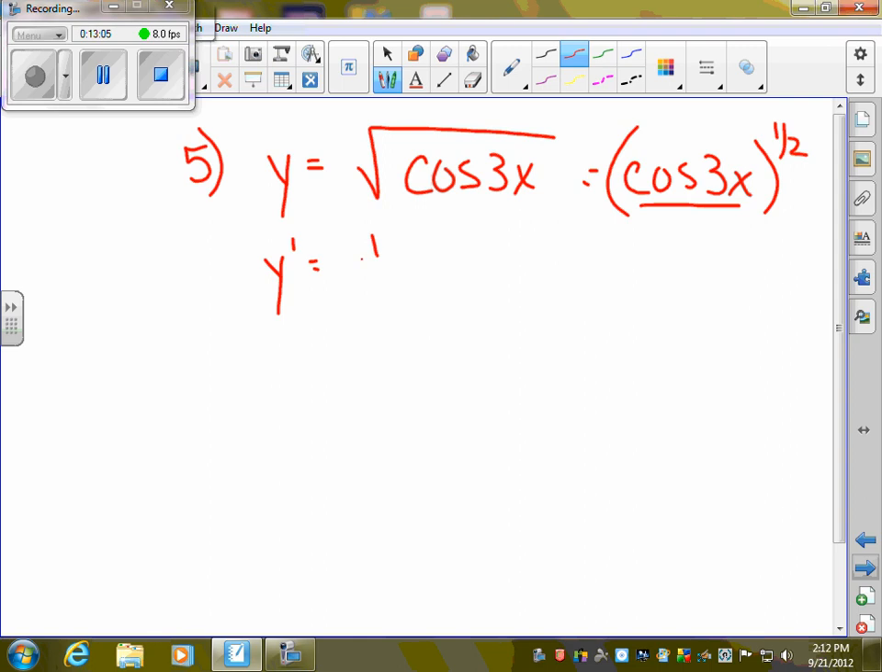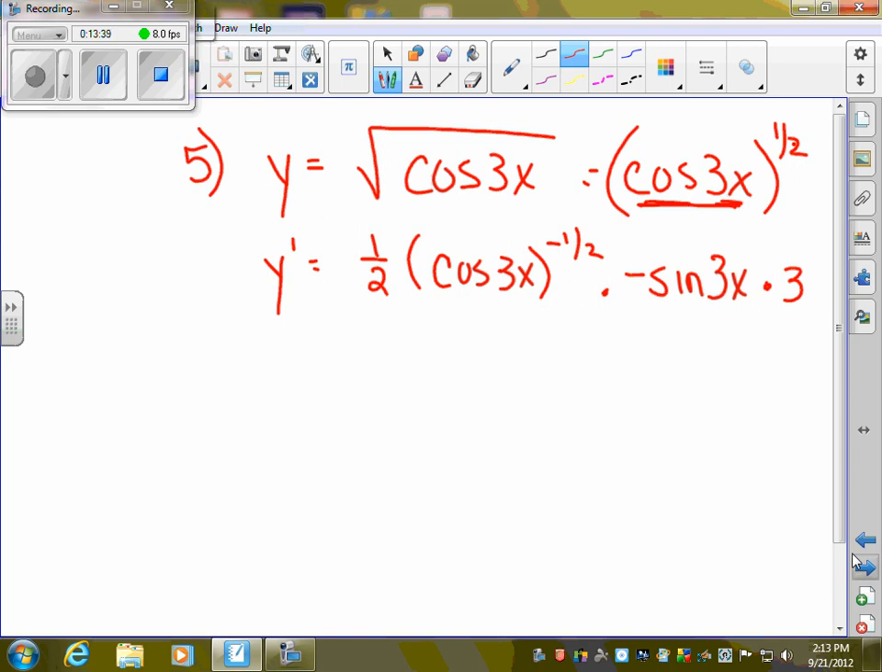That derivative is 1/2 something to the negative 1/2. That's going to be cosine 3x. Now we work on the inside. What's the derivative of cosine of something? Well, that's negative sine of something. So that'd be negative sine 3x. Then times the derivative of the 3x. Notice that you took the derivative of every part of this problem up here. The 1/2, something to the 1/2, the cosine, and the 3x.